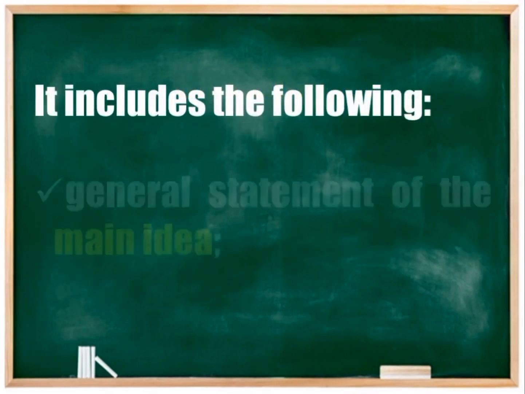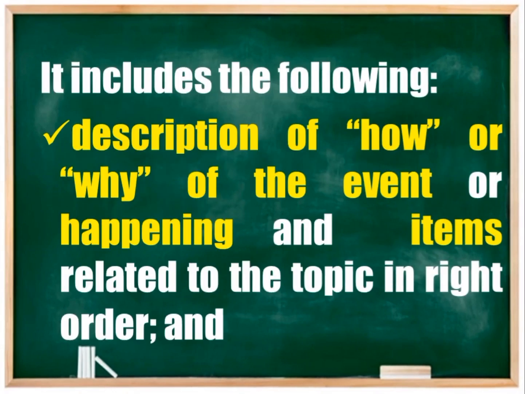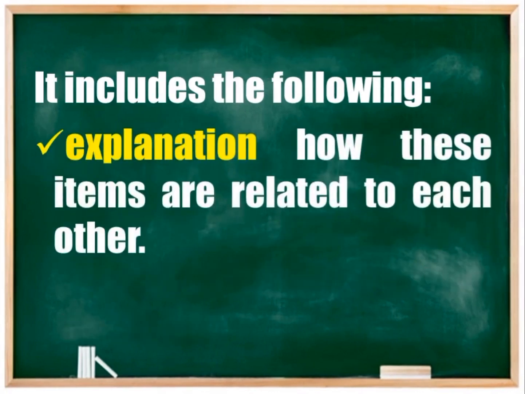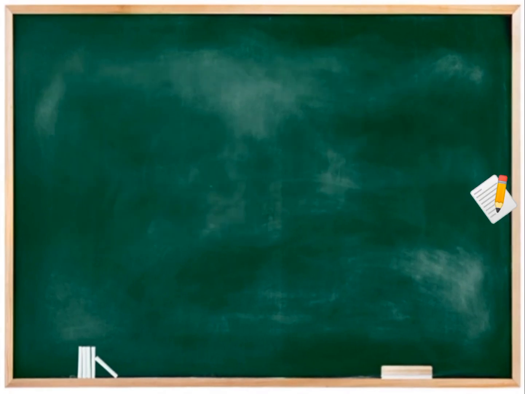It includes the following: general statement of the main idea, description of how or why of the event or happening, and items related to the topic in the right order, and explanation how these items are related to each other, and a concluding statement that sums up your explanation.